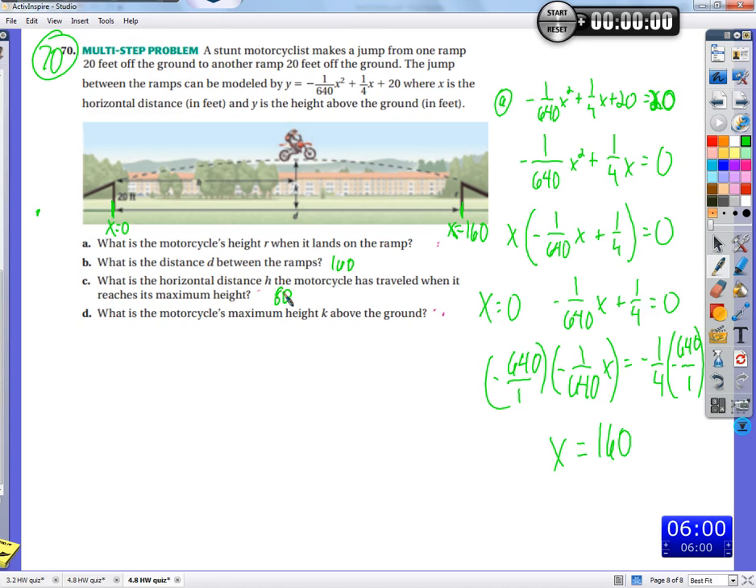It says in the equation that y is equal to the height above the ground, so we have x, and now we can solve for y. Which x? 160? Is it at its maximum height at 160? No, 80, right in the middle.